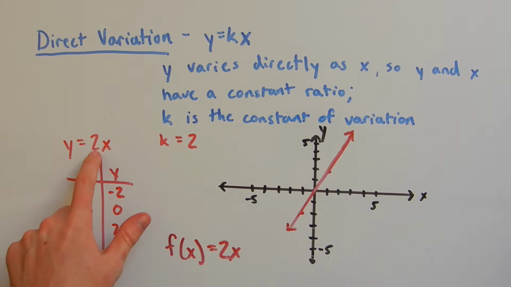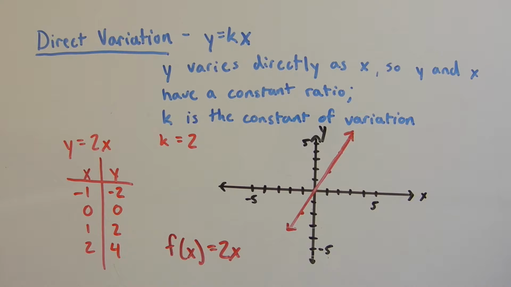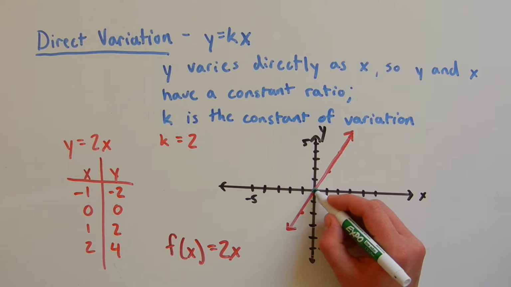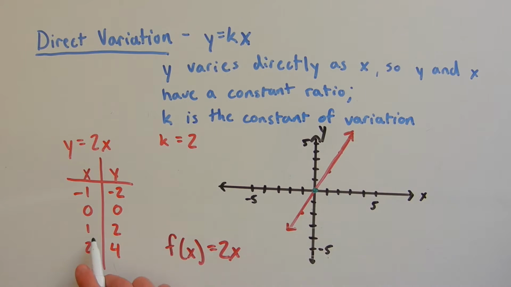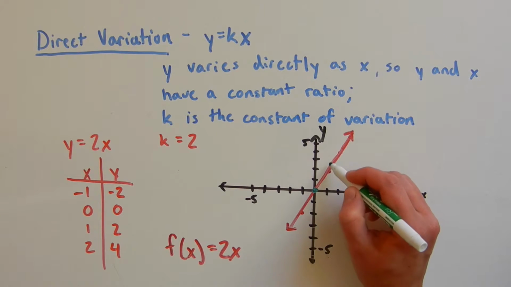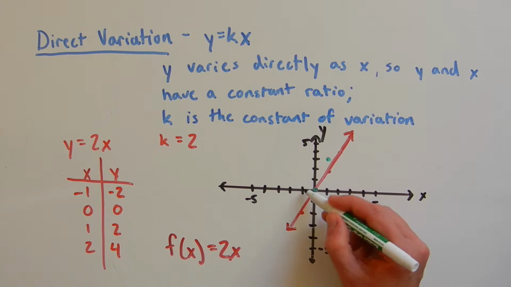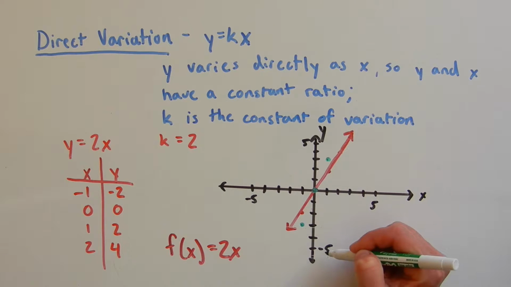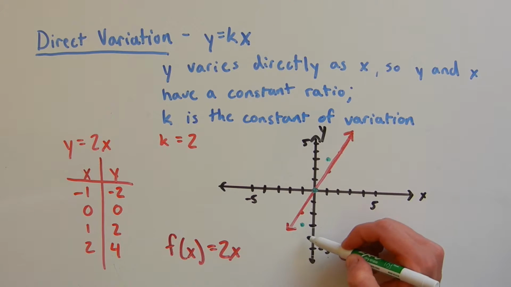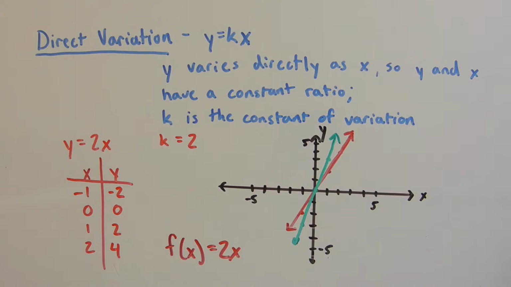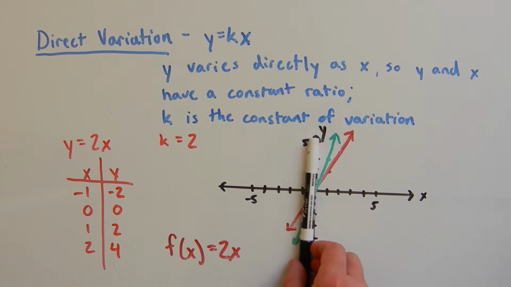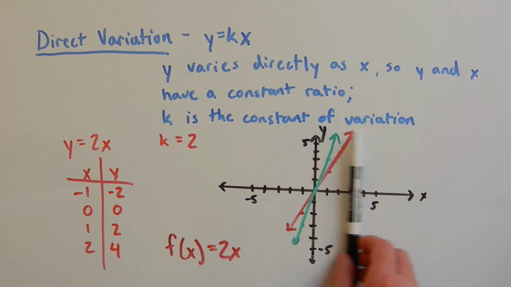If we change this constant of variation to say 3, 0 times 3 is 0, but now if we had 1, 1 times 3 would be 3, -1 times 3 would be -3. Drawing that new line, you can see that as well passes the vertical line test.